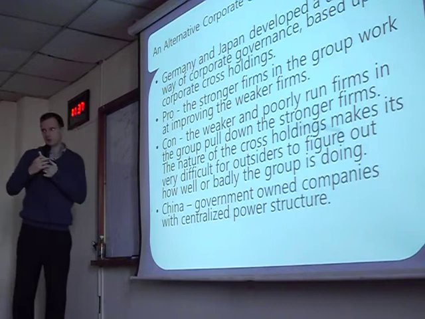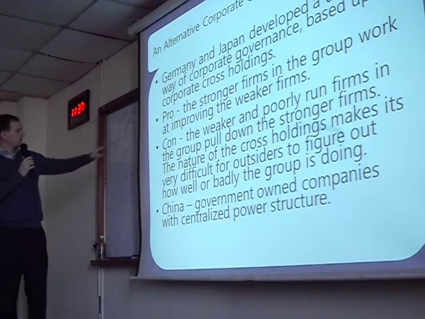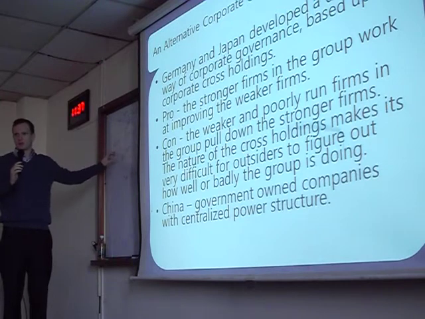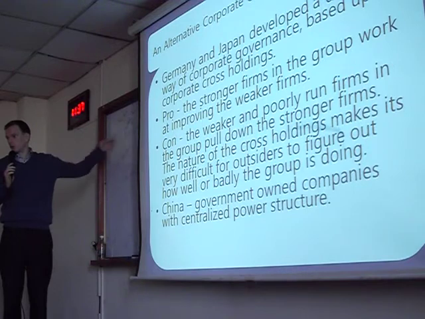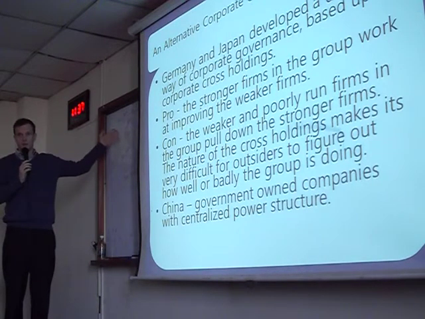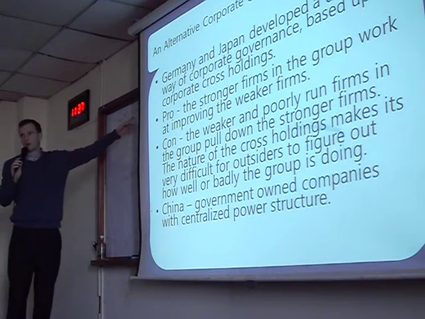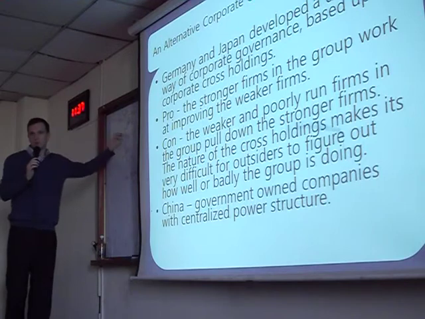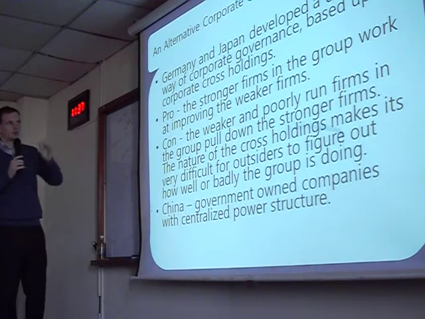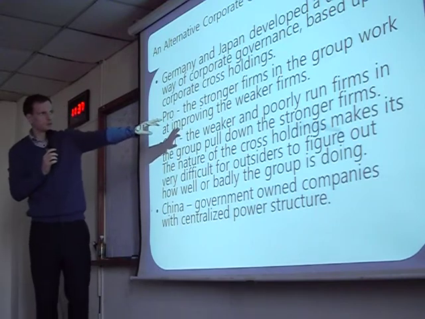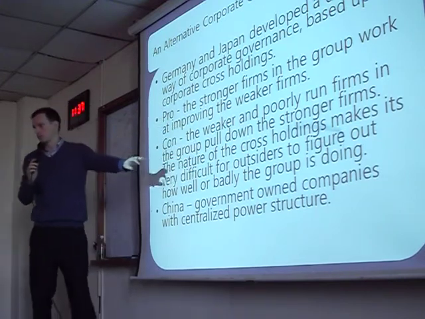It means that BMW wants their supplier to do well because they own stock in their supplier. The supplier wants BMW to do well because they own stock in BMW. The bank already lent them money. They want them to do well, right? These guys own stock in the bank, so they want the bank to do well too. So the German and Japanese system is a little bit more like this. So the advantage is the stronger firms work at improving the weaker firms.